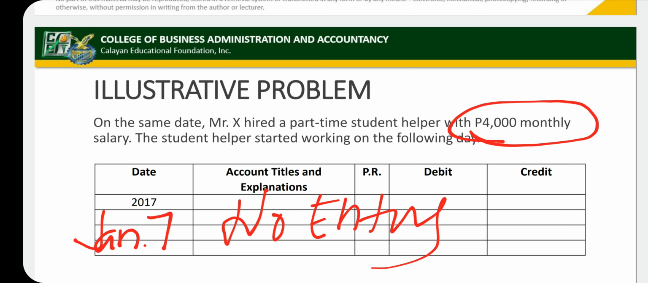Class, since there are still no services rendered yet as of January 7, therefore, we don't have to record such transaction. It does not have an impact or effect to our assets, liabilities, equity, income, or expenses na account titles. So, for this case, no entry pa siya kasi hindi pa naman siya nag-start mag-work, diba? On the following day pa. So, at the end of the month, dun tayo magre-record sa kanya ng salaries expense. Okay?